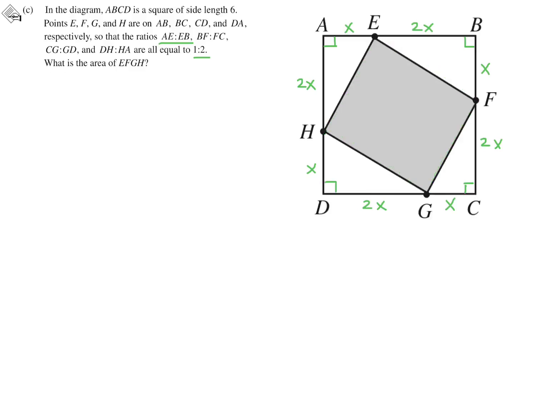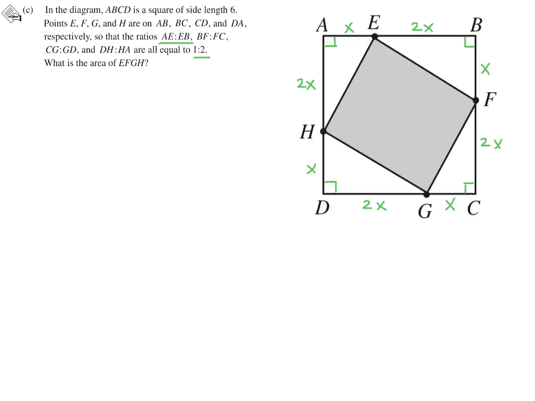Now they don't tell me actually what shape that is. It doesn't look like a square, but it is a square. Why? Because if you were to calculate the length of EF using 2x and x, the length of EF is going to be the same as the length of EH, HG, and FG, because those triangles are all the same. They have the exact same lengths. So all I'm going to do is just calculate one of them.